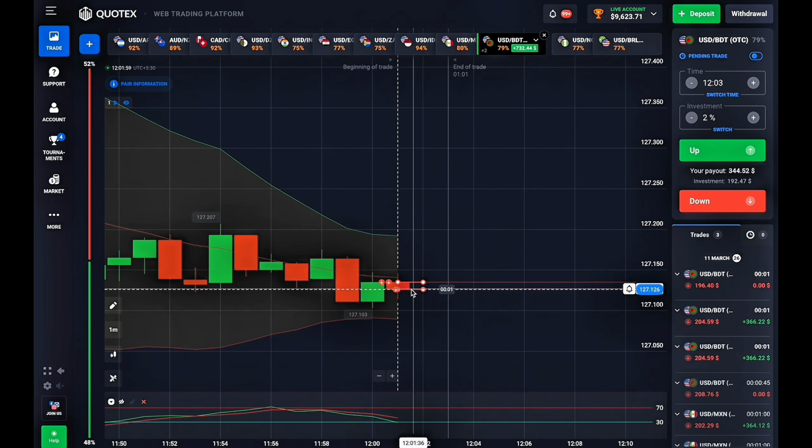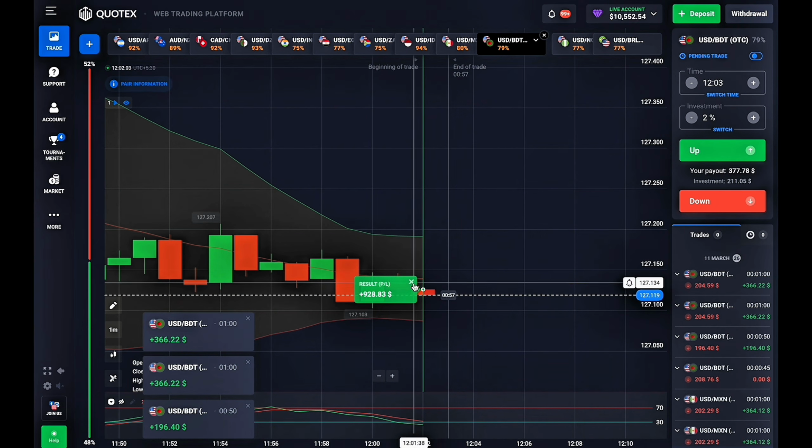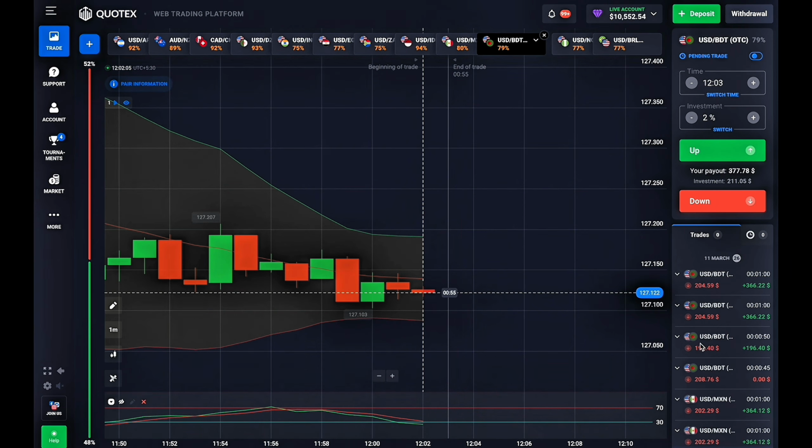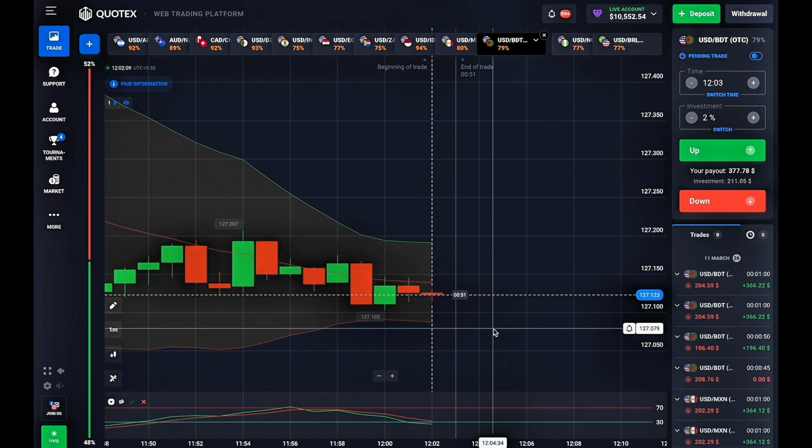Out of 3 trades, 2 trades are closed in profit and 1 got refunded. That's how calculated trading works. Not guessing, not gambling, but waiting for the right confirmations and executing with confidence.